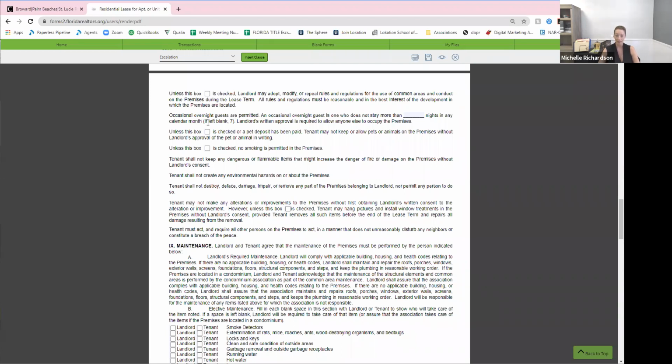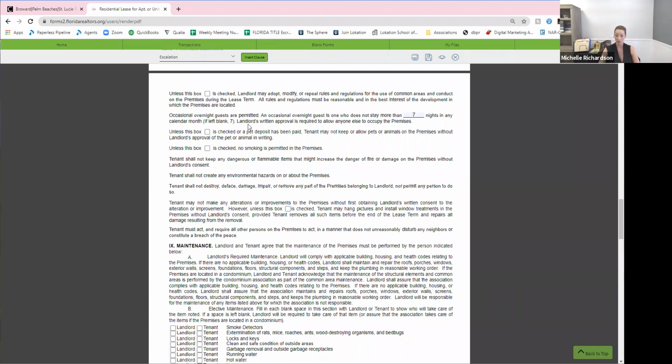Occasional overnight guests are permitted. An occasional overnight guest is one who does not stay more than, depending on what the association allows, probably 7 nights in any calendar month. If left blank, you can leave it at 7. It has it built in there. The landlord's written approval is required to allow anyone else to occupy the premises.